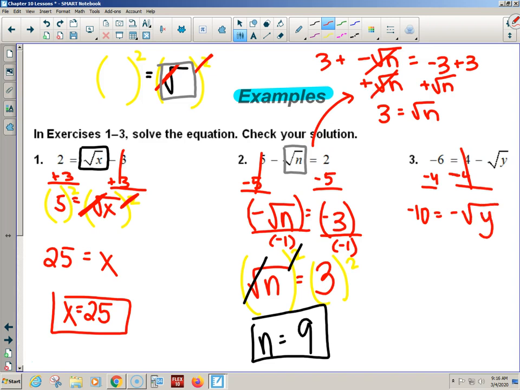Now, you can technically square both sides right now, but it's super dangerous because a lot of you would not get rid of the negatives, even though squaring a negative is a positive. So please don't square yet. Get the radical totally alone first. How do I get rid of negatives? You can either add, or multiply by a negative, or divide by a negative. Positive 10 is equal to square root of y.